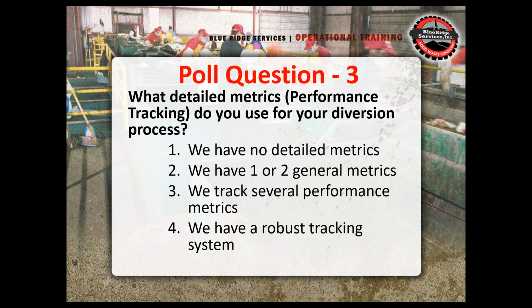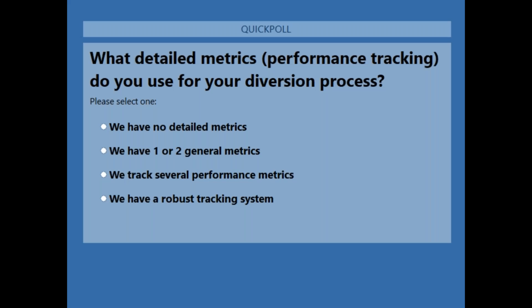This takes us to poll question number 3. As you're going through and doing all this work and analyzing this stuff, you got to be able to track your performance. So the question is, what detailed metrics or performance tracking do you use for your diversion process? Number 1, we have no detailed metrics. Number 2, we have 1 or 2 general metrics. Number 3, we track several performance metrics. Or number 4, we have a robust tracking system.